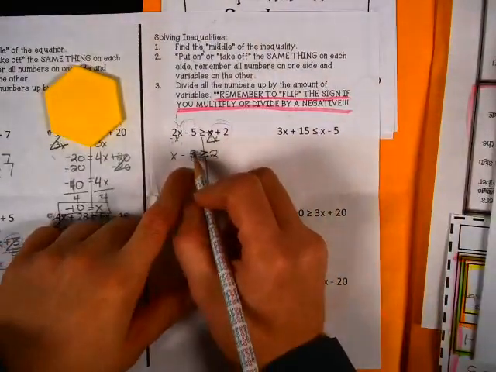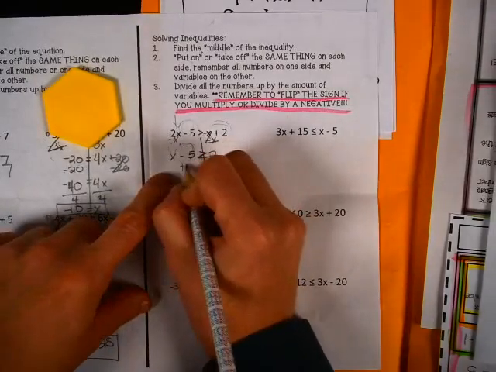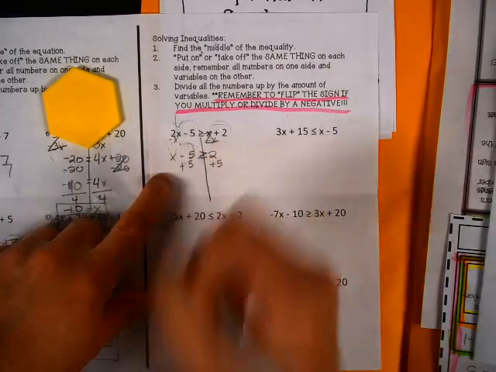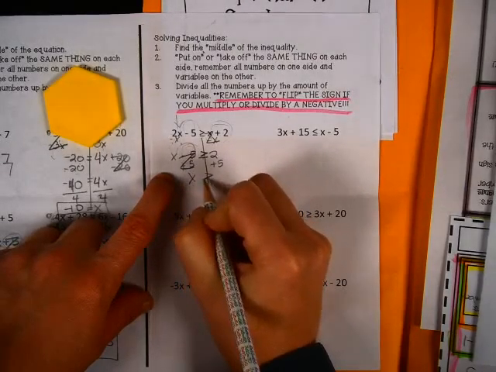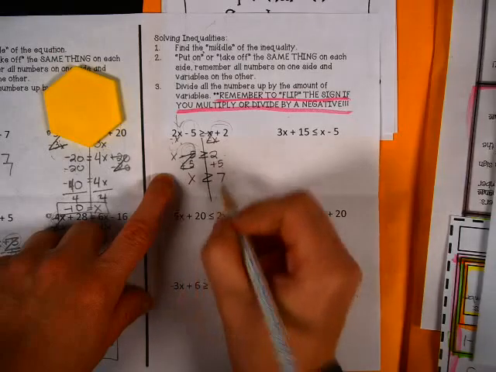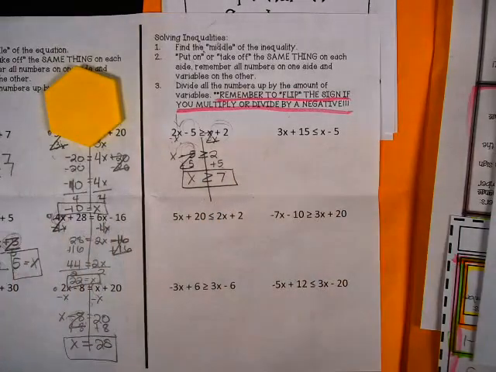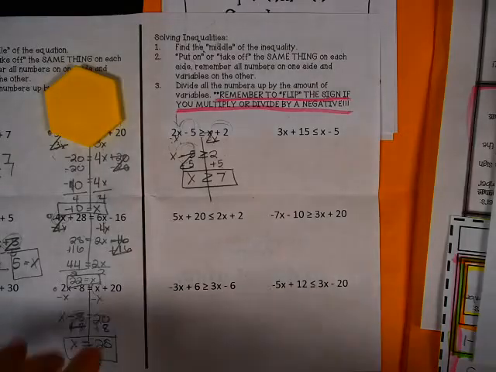Okay? Now I want to get rid of these 5 guys. To get rid of a negative, I have to add or put a positive. So these zero out. I'm left with just x. 2 plus 5 is 7. So my answer is that. I didn't have to divide on this one at all.